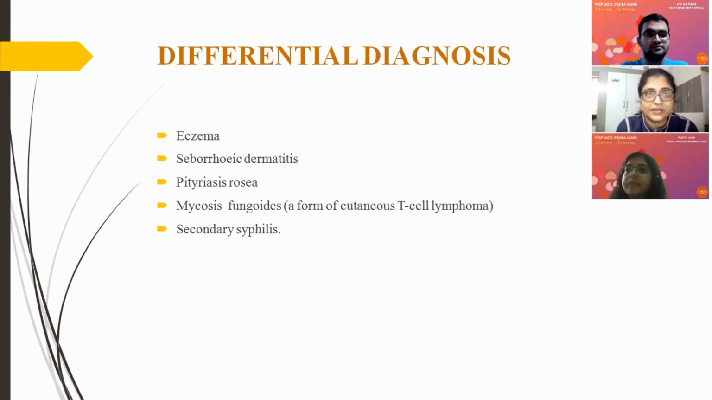Pityriasis rosea is a self-limiting disease. There are many lesions, and the signature lesion is the herald patch, which will be there for pityriasis rosea. Mycosis fungoides is a form of T-cell lymphoma. We can differentiate it by biopsy. Secondary syphilis is very rare nowadays.